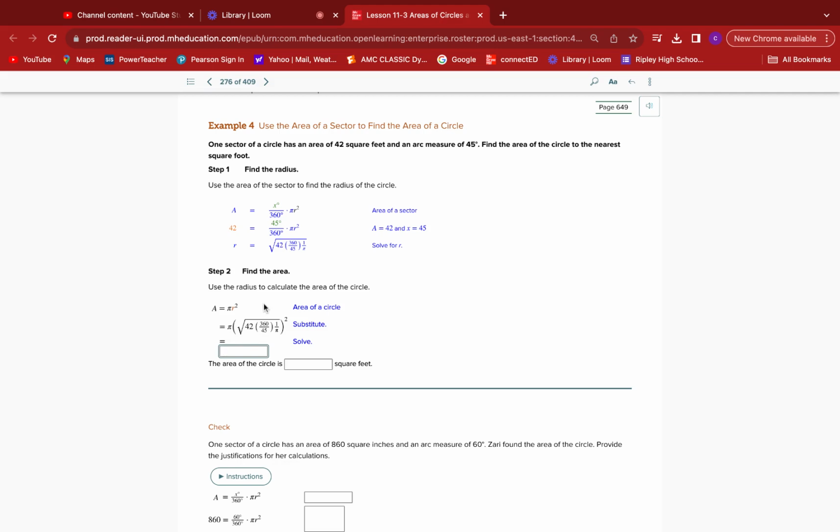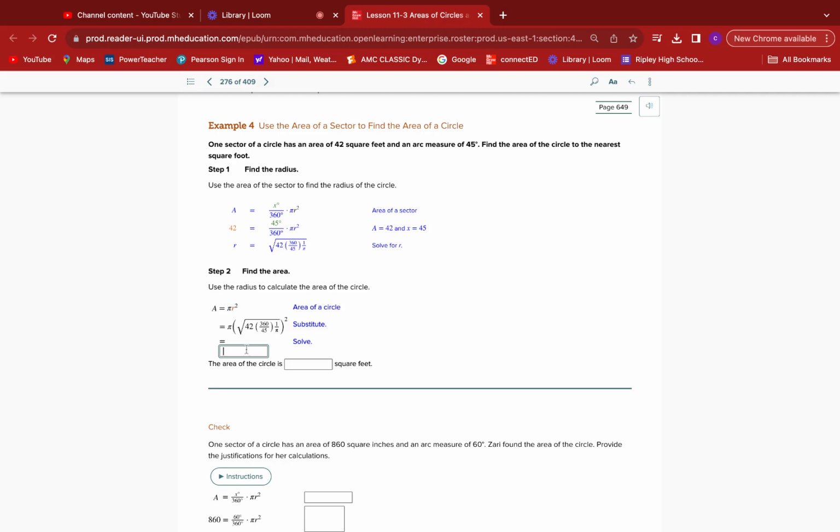Okay, well, here goes nothing. All right, pi, open parentheses, square root, 42 times 360 over 45 times 1 over pi. All right. Close my parenthesis and square that.